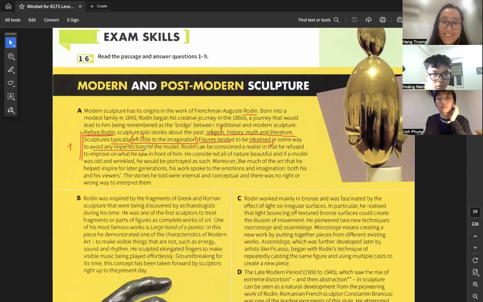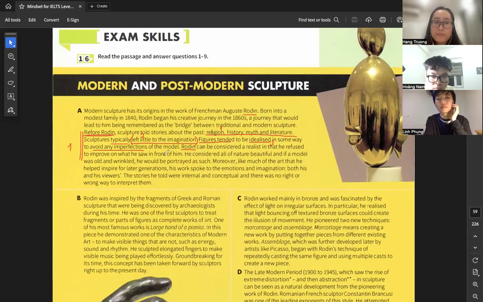Được không? Còn ông Rodin thì ông ấy khác ở chỗ là ông ấy không tưởng tượng ra một cái viễn cảnh gì đấy mà không phải là nhìn thấy bằng mắt thật, right? Ông ấy có gì ông ấy làm đấy thôi. Can be considered a realist in that he refused to improve on what he saw in front of him. So everything that is literally in front of him, he will make that, and he doesn't try to imagine anything that doesn't exist in real life. That's it. Nghe ảo đúng không? But is it clearer?